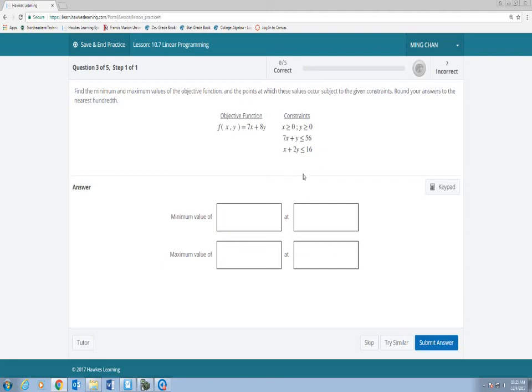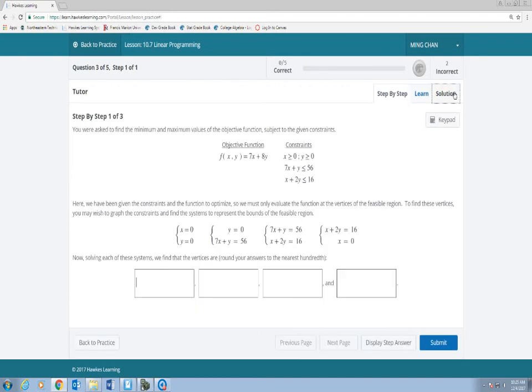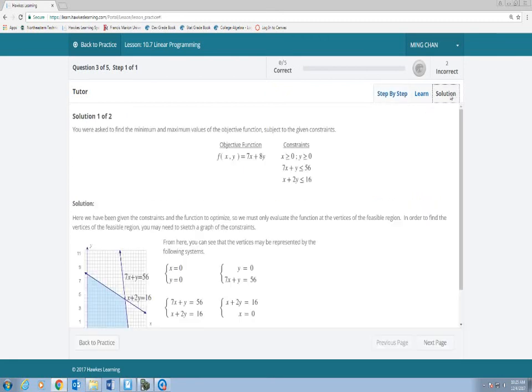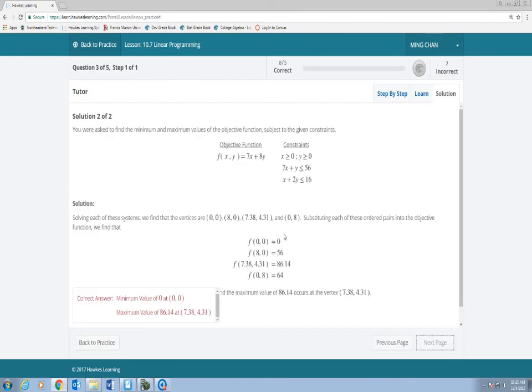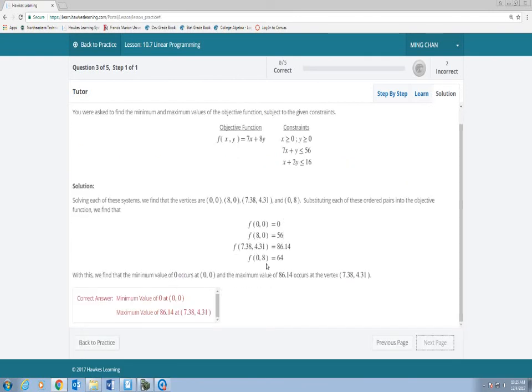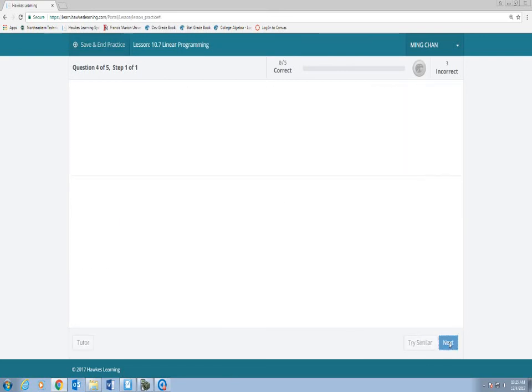Alright, this one is a lot like the one we did. If you look at the tutorial, the way they draw the graph right here is just like what I showed you. Find the point of intersection, these corners, and then you test all those corners. So what we did was exactly correct. Now let me go back to practice.